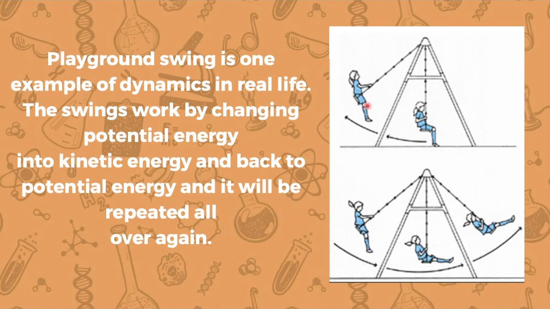So, the playground swing is one of the examples of dynamics in our real life. The swing works by changing potential energy into kinetic energy and back to potential energy again, and it will repeat all over again. When the potential energy is maximum, then the kinetic energy will be zero and vice versa. The higher the swing is, the higher the potential energy will be.